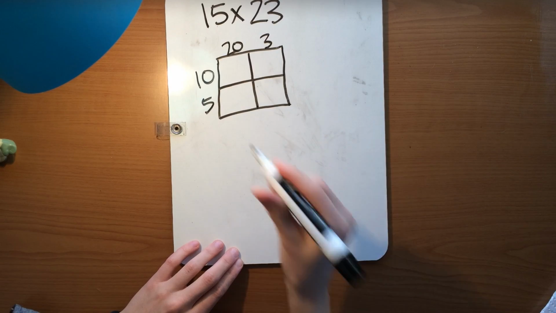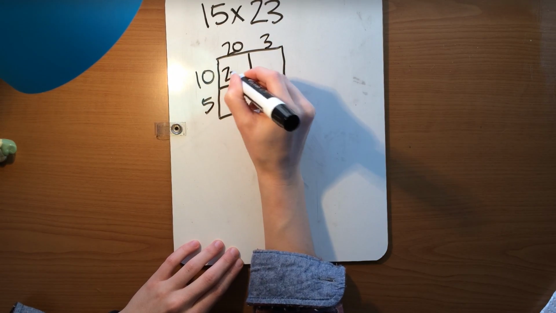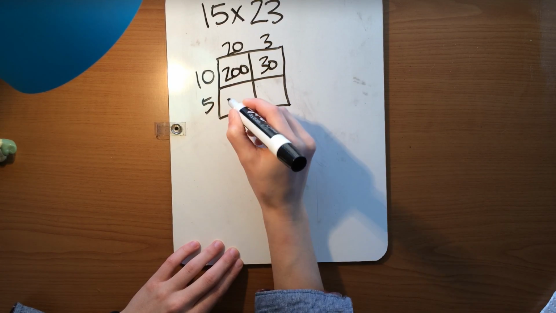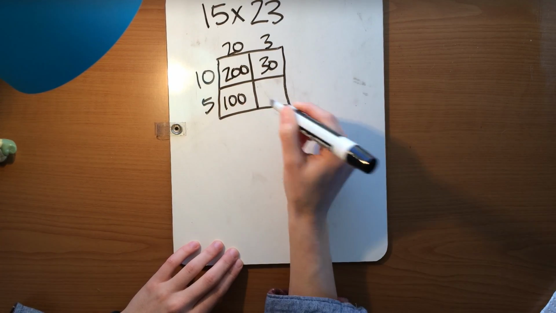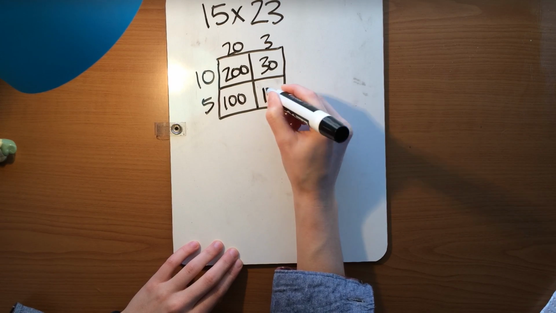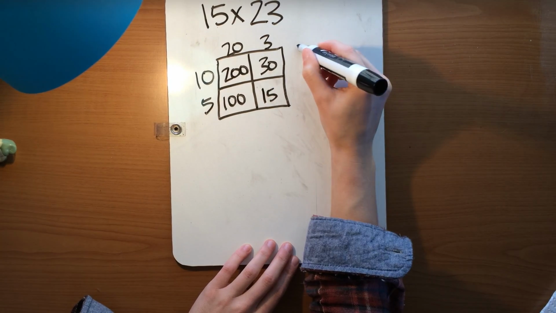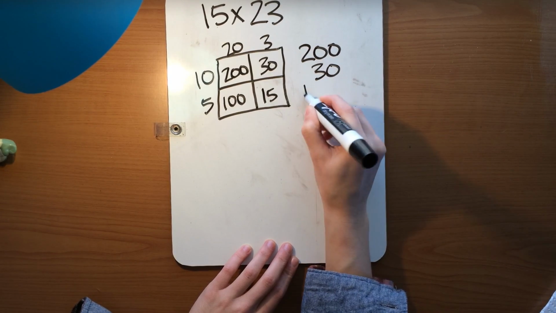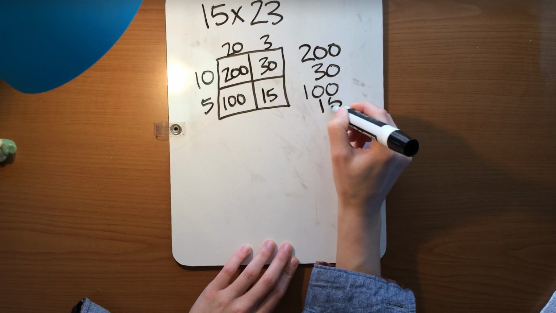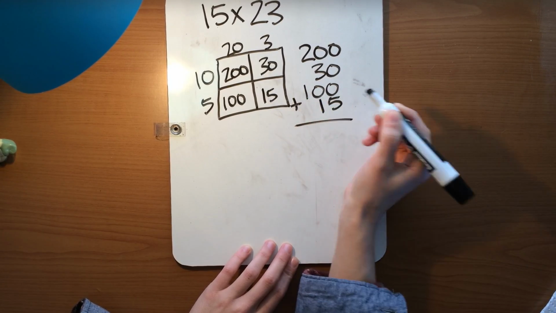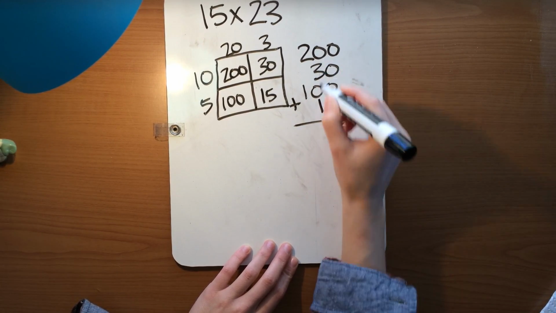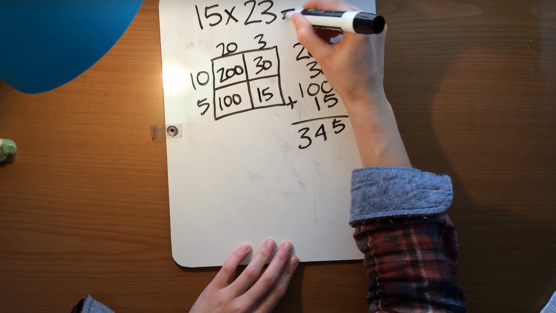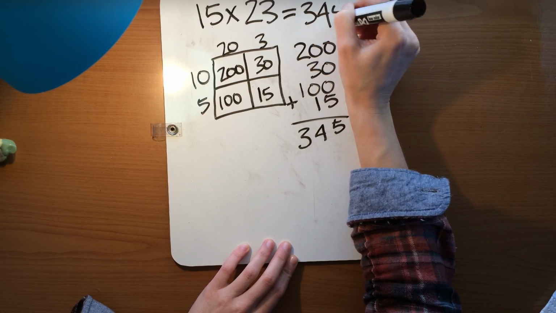So let's go ahead and multiply these together. 10 times 20, 10 times 3, 5 times 20, and 3 times 5, or 5 times 3. We'll bring those out to the side here, and add them all together to get 345 as our answer.